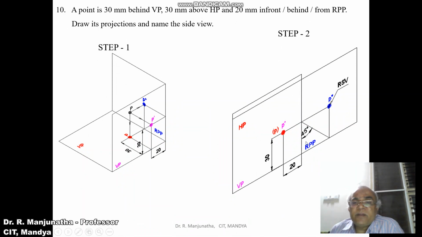Then we need to write the profile view. So when you look from the side view, both P dash and P double dash are going to be on the same line. So draw a horizontal projector from P dash to the profile view, wherein this distance is above HP. So this distance is also above HP, which is 30 mm. Next, 30 mm behind VP.